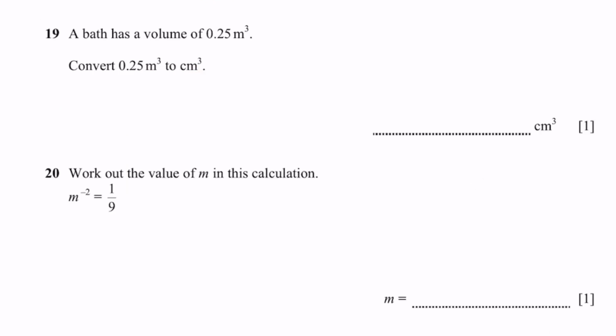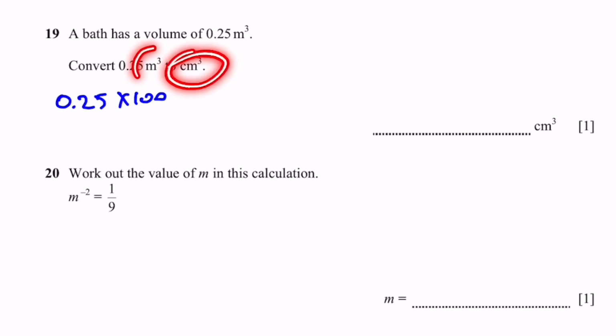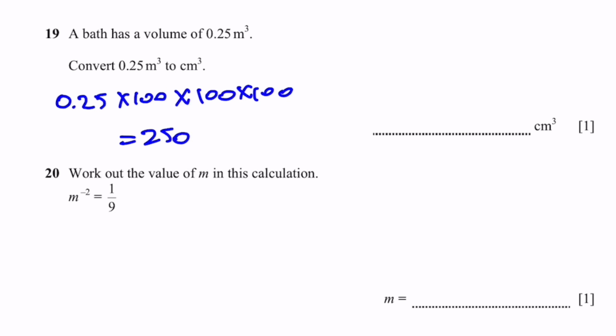Question 19. A bath has a volume of 0.25 meters cubed. Convert this to centimeters cubed. That's 0.25 times 100, because centimeters is 100 times meters. But we see the power here is 3, so we multiply 3 times by 100. That's equal to 250,000 centimeters cubed. That's the answer.